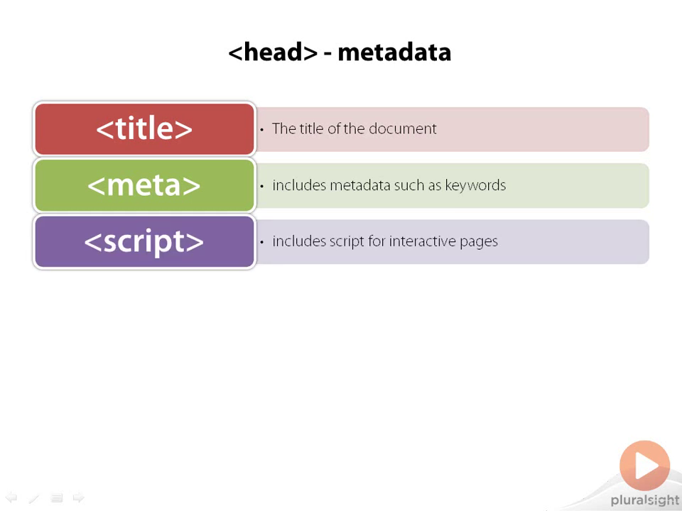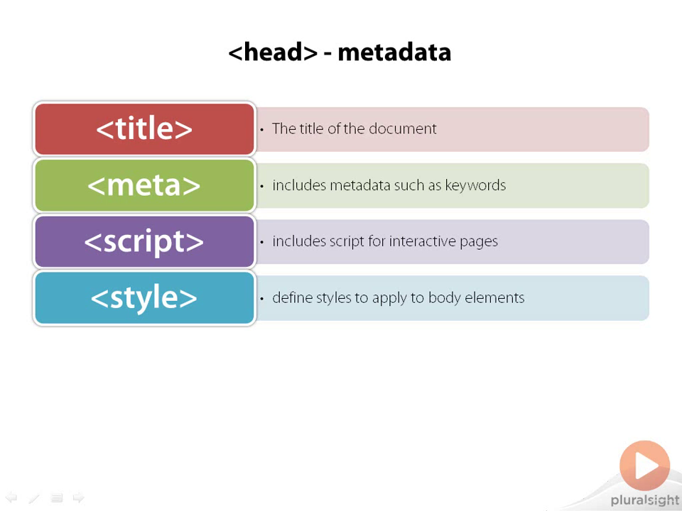We also have the script element where we can specify inline script, usually JavaScript, to allow you to create interactive pages and manipulate your markup after it's been rendered. I have the style element, which allows you to create inline style definitions using cascading style sheets. This allows you to apply to the body elements different styles such as positioning, colors, alignment, those sorts of elements. And we have a whole course on styles, cascading style sheets, where you can get more information on that. And we have several different courses on JavaScript if you want to learn more about creating interactive pages.